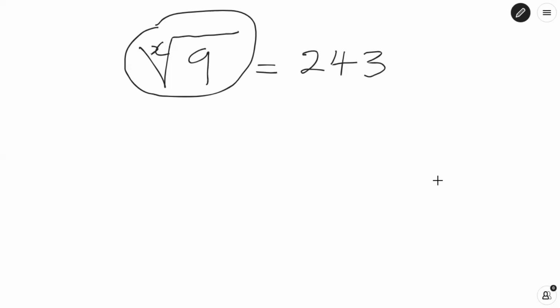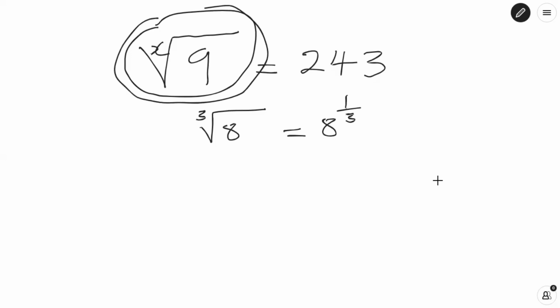For example, if I have the cube root of 8, I can write it as an exponent, or I can write it in power form like this. Cube root of 8 in power form will be 8 to the power of 1/3. So that is what we need to do with this, the x root of 9.